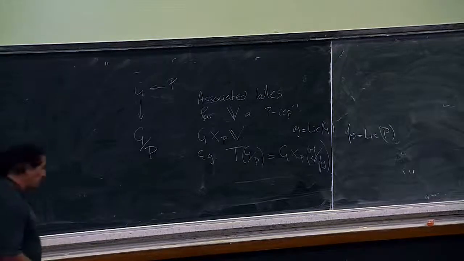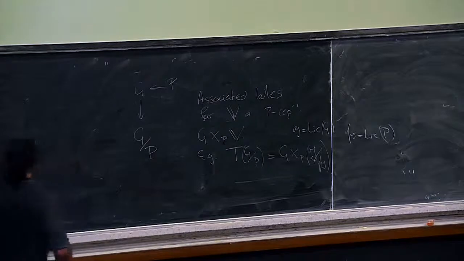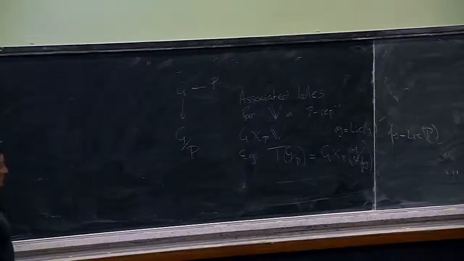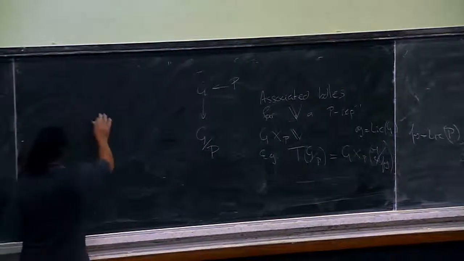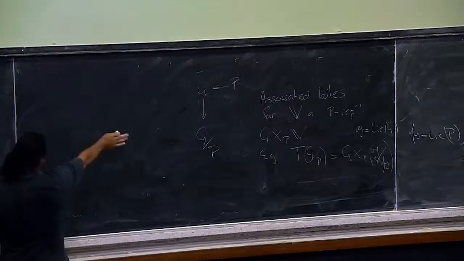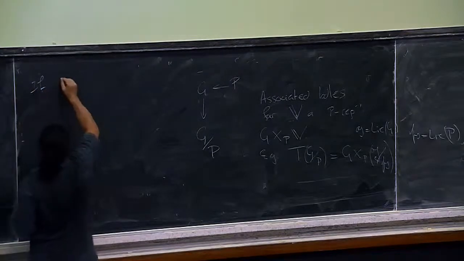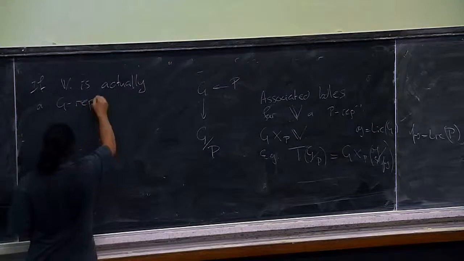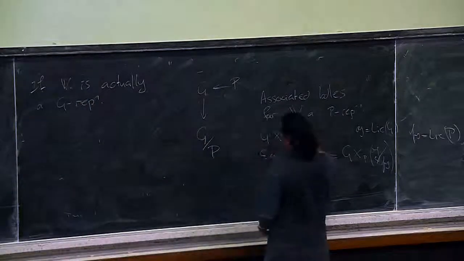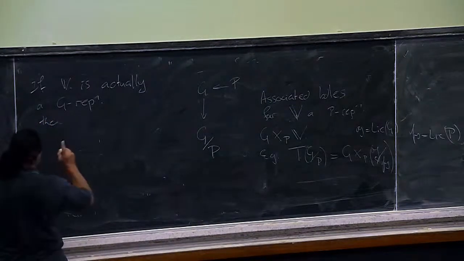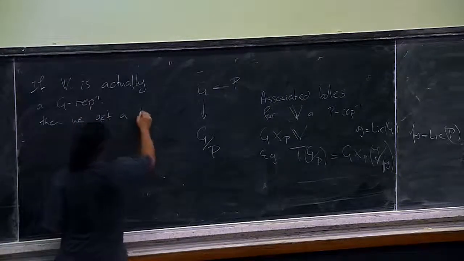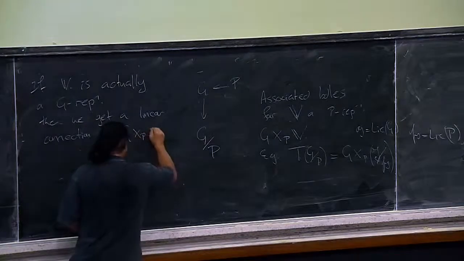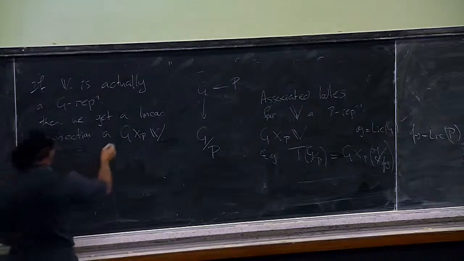So all the natural bundles, all the tensor bundles and so on are associated bundles in that way. But you don't get a canonical linear connection on the tangent bundle generally, right? So you may sometimes, but not generally. What you do always get is a tractor connection. So if V is actually a G representation, okay, so instead of just a P representation, but a G representation, then you get a linear connection. And in this case, we call this a tractor bundle.